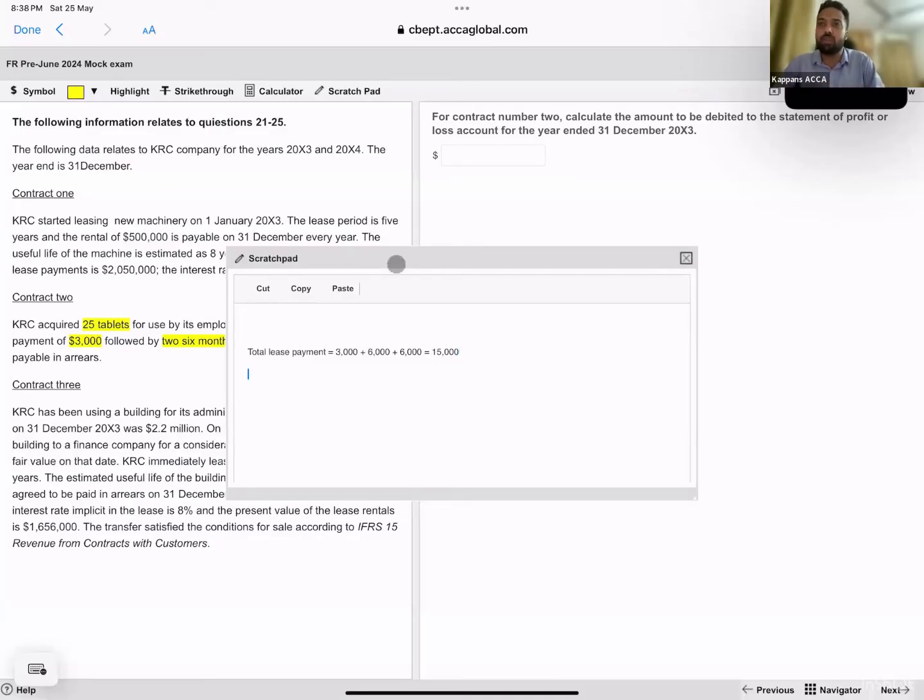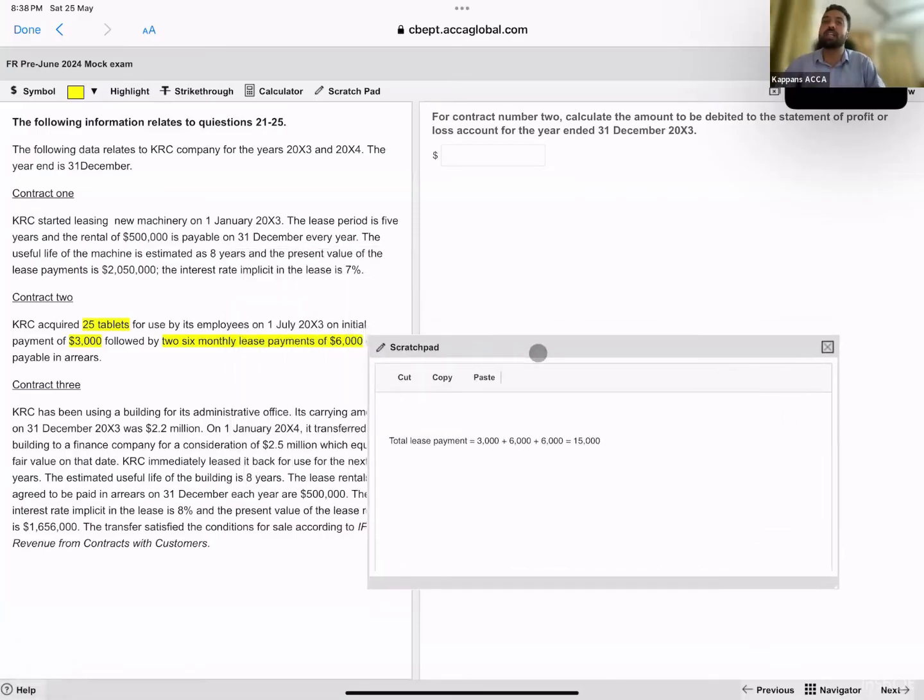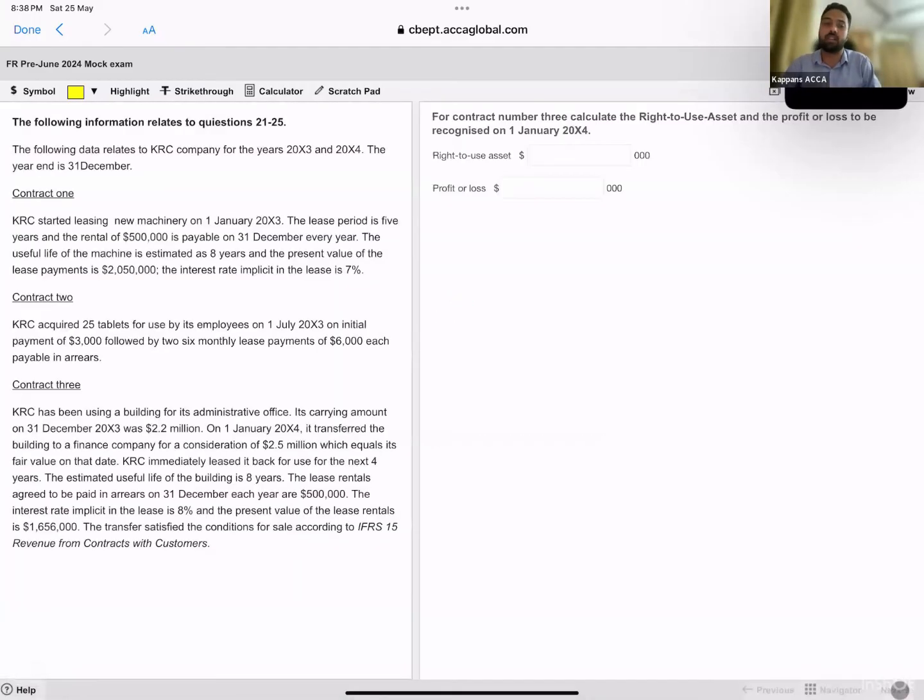But if you see, we don't have 1 year in this case. The contract was entered on July and year end is December. So July, August, September, October, November, December, 6 months. So the annual lease payment, which will be shown in P&L, will have to be time proportioned: 15,000 into 6 by 12. That is equal to 7,500. So the answer is 7,500. Next.